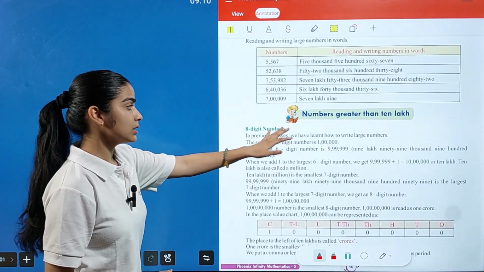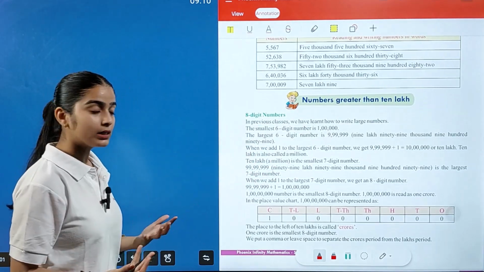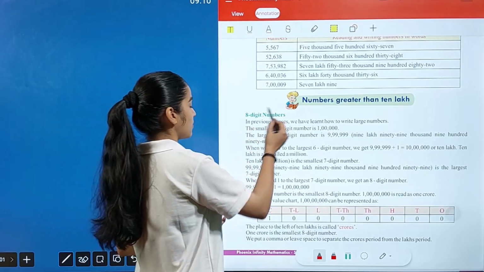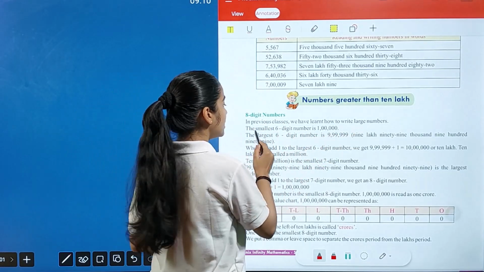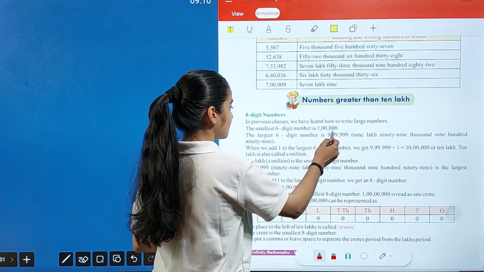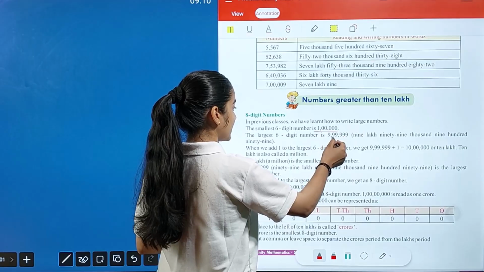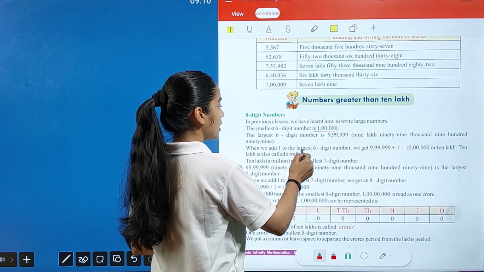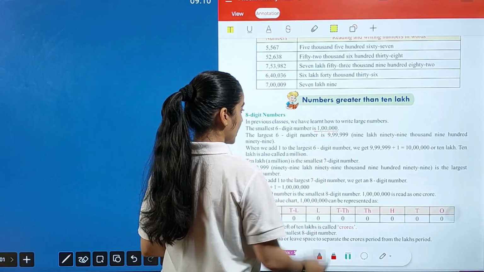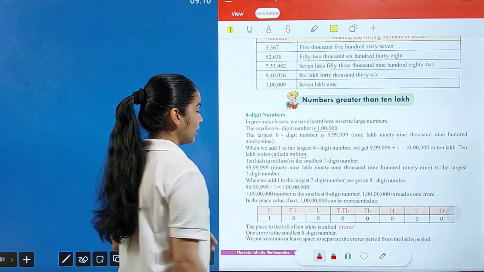Now numbers greater than 10 lakh. So now we are going to learn about the numbers which are greater than 10 lakh, the 8 digit numbers. In previous classes, we have learned how to write large numbers. The smallest 6 digit number is 1 lakh. The largest 6 digit number is 9,99,999. When we add 1 to the largest 6 digit number, we get 10 lakh. And 10 lakh is also called a million.